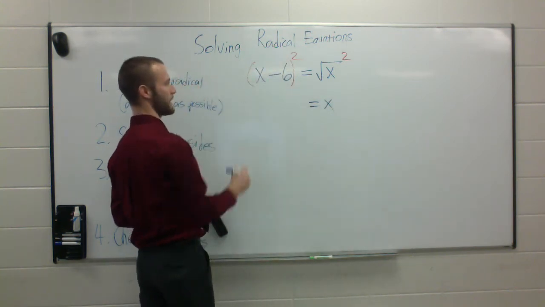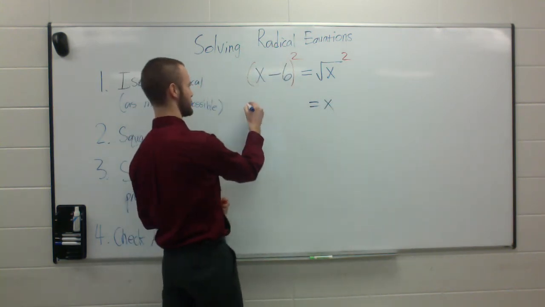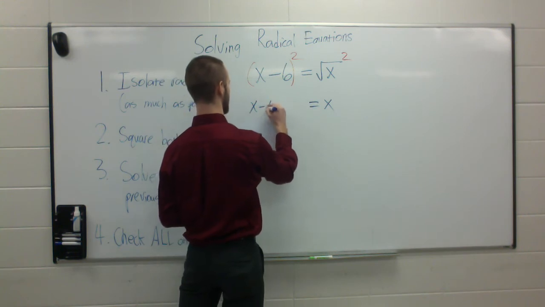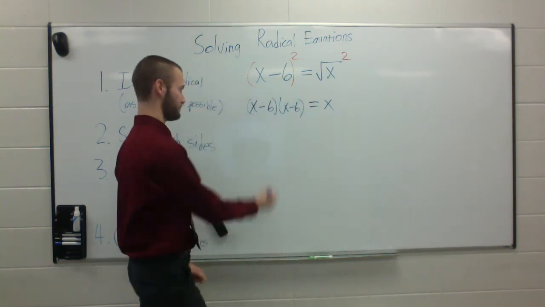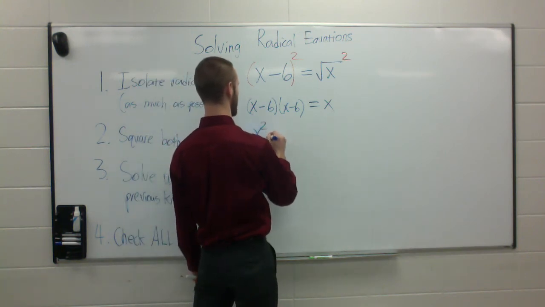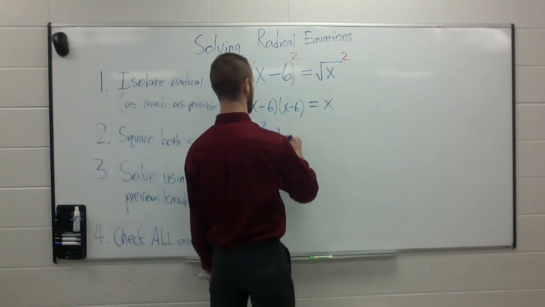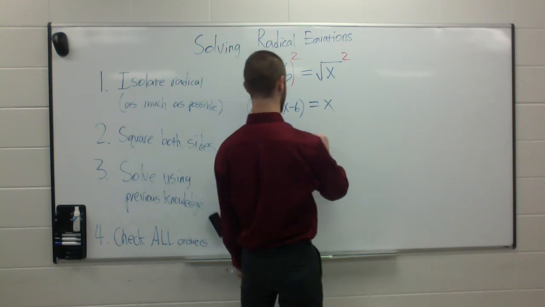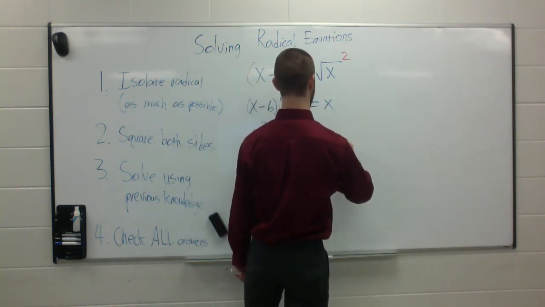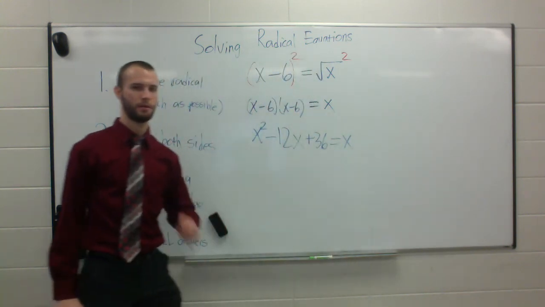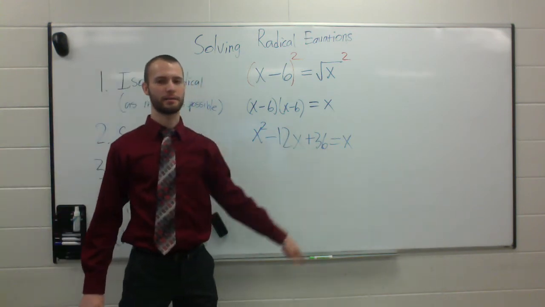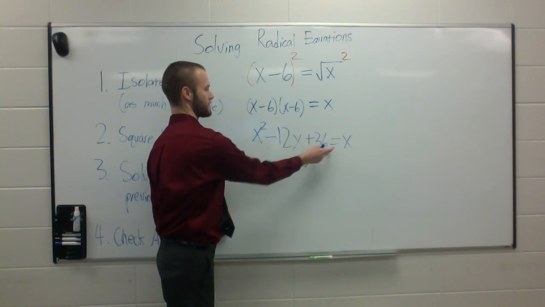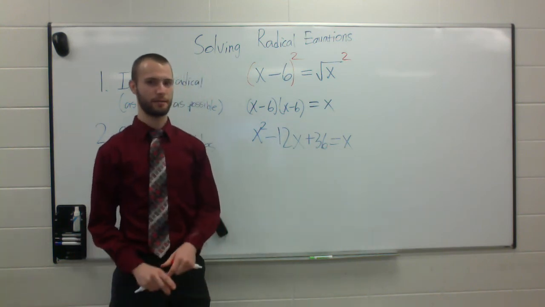And then here I have to multiply the whole thing out. So this is x minus 6 times x minus 6, which of course multiplies out to x squared minus 12x plus 36 equals x. Now, you're not done because you isolated x. You can't just say x equals some other things with x in it.